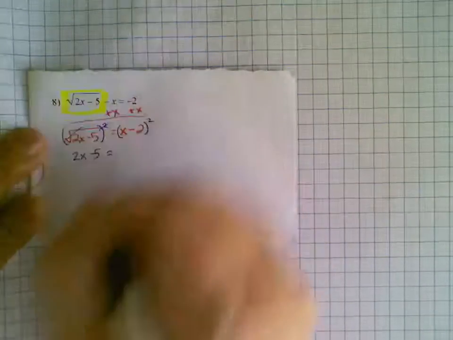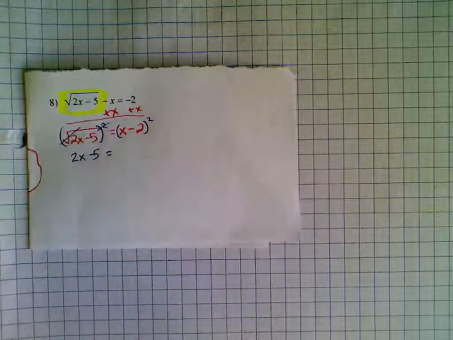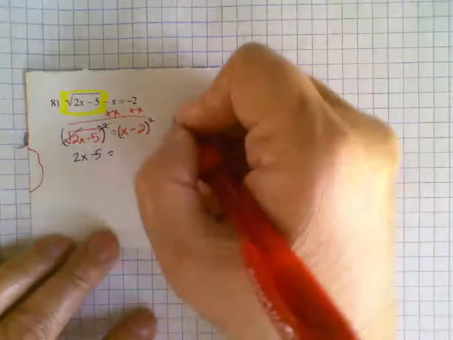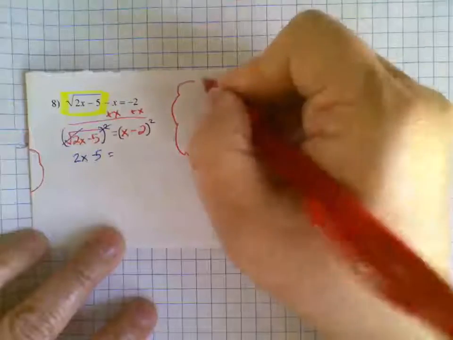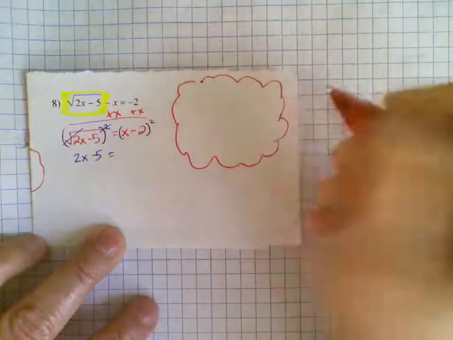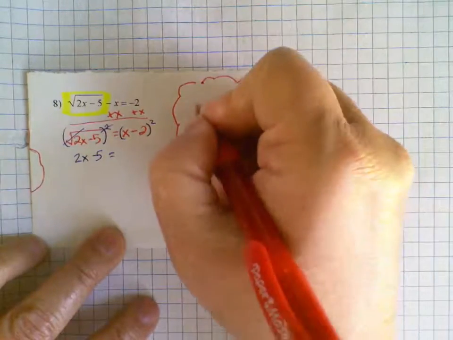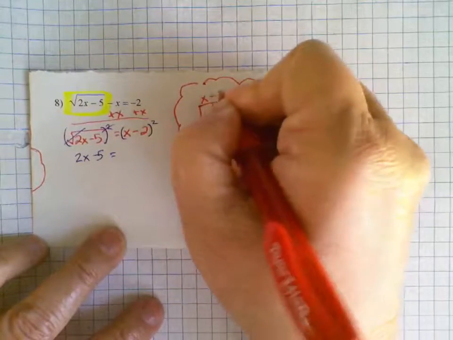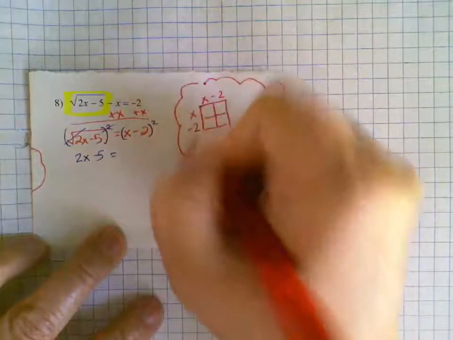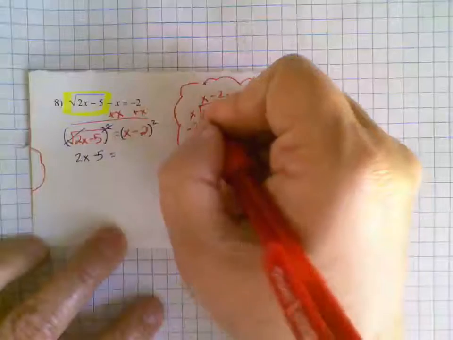But over here, we're going to have to do a little bit of extra work. We're going to have to square that binomial. So I've got a little work area set up over here, and I'm going to have to make an area model to multiply x minus 2 by x minus 2. That gives me x squared.